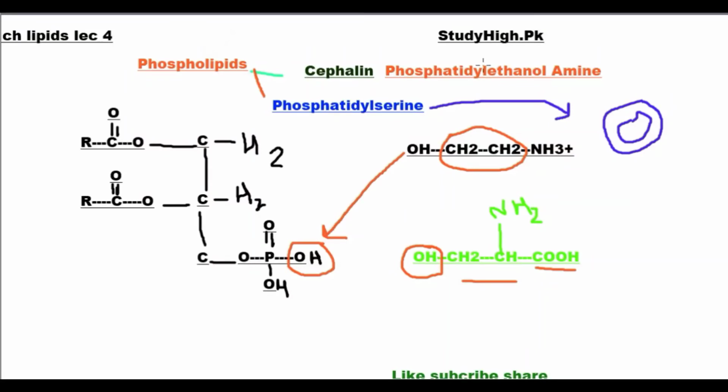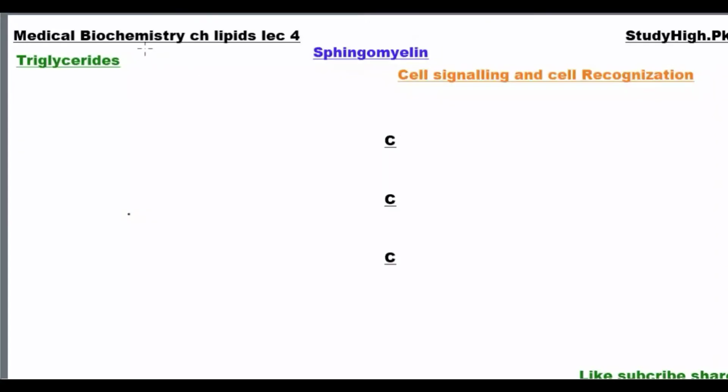Phosphatidylethanolamine is also a component of cell membranes. Now I am going to discuss the conceptual and most important sphingomyelin, which has an important function in cell signaling and cell recognition. In our first lecture, I explained the basic components of sphingomyelin, which consists of fatty acid. The alcohol involved in formation of sphingomyelin is sphingosine, not glycerol. And the third component is phosphatidylcholine.